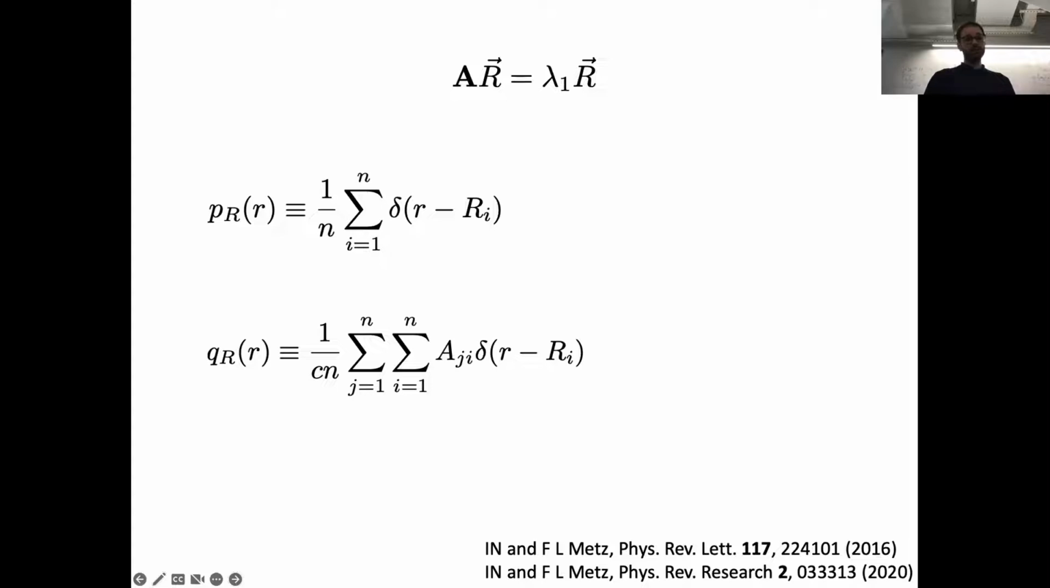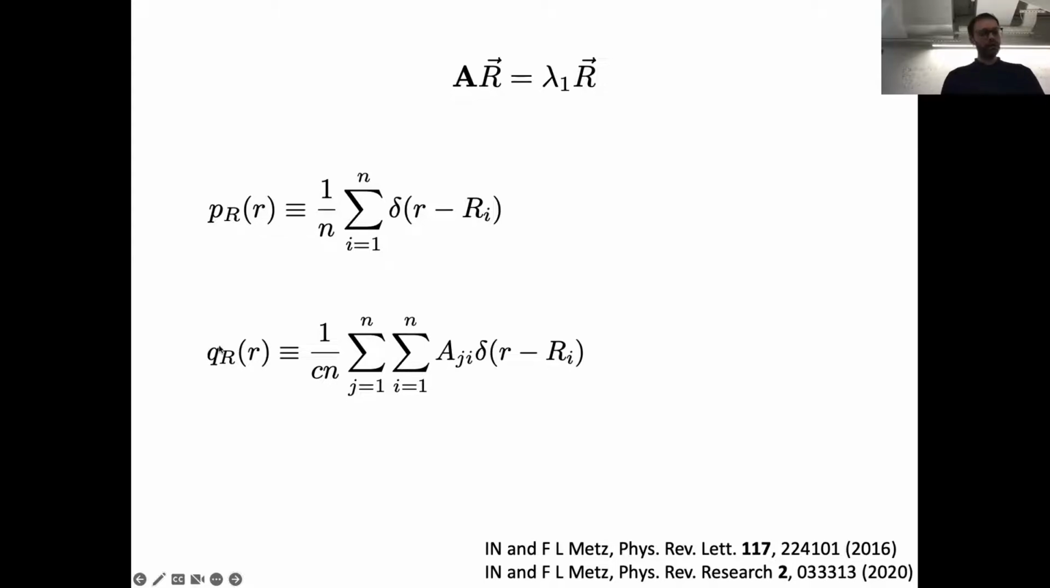So the key idea to obtain these results was somehow to look at the eigenvectors instead of the eigenvalues. That was somehow the key insight. We would define the distribution of entries R_i, where R_i is the right eigenvector associated with the leading eigenvalue, and P(R) is the distribution of these entries of the leading right eigenvector.